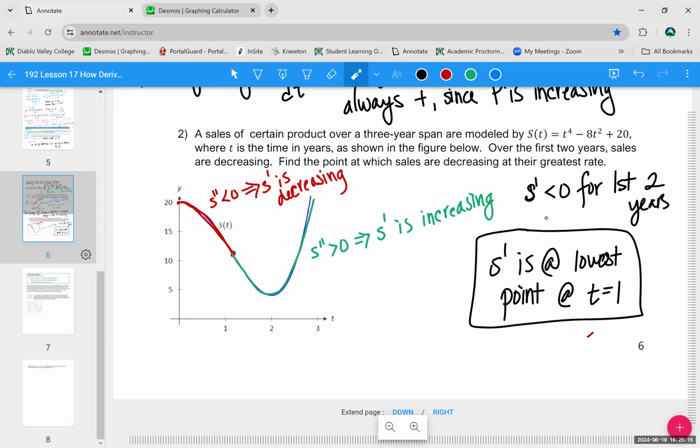So it's asking for the point when the sales are decreasing at their greatest rate. The sales are decreasing and becoming more negative until that point of inflection where then they start to become less negative. So it's right there, and I think I called it at t equals 1. It might be 1.1, or I'm not sure, but right around there is the point where the derivative, which is a rate, is the lowest. Okay, the sales are decreasing at their greatest rate.